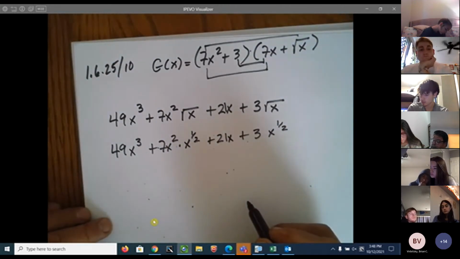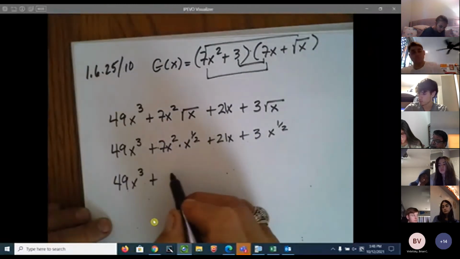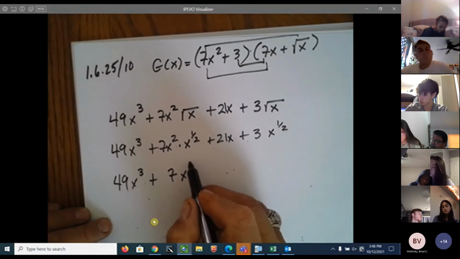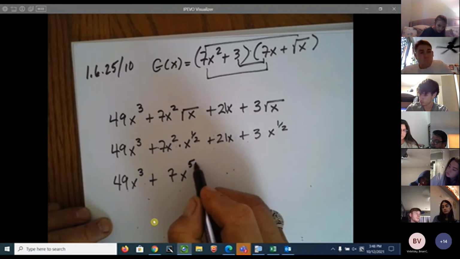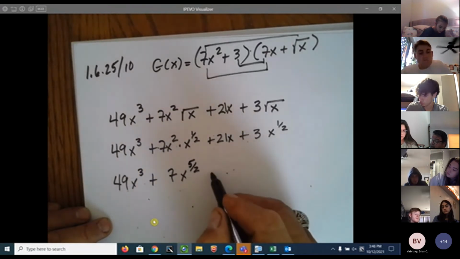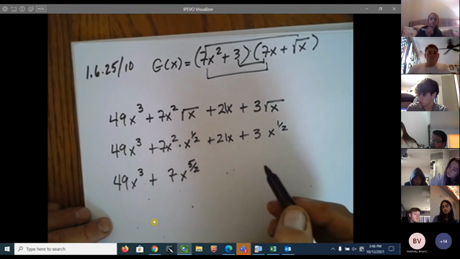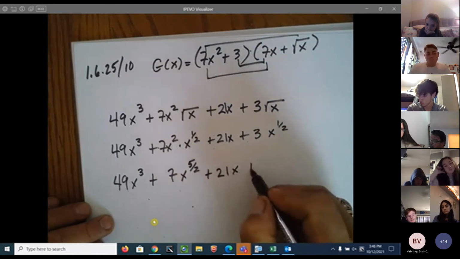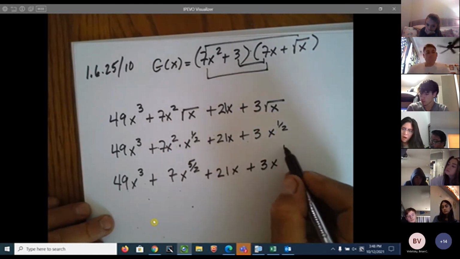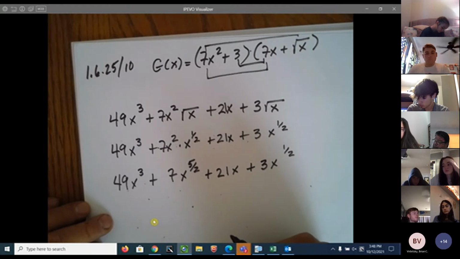Yuck. 49x cubed plus 7x to the 3/2. Let's see, that'd be 5/2. Wait a minute, we got another one right here, but that's plus. Well, we can. No, we cannot. Plus 21x plus 3x to the 1/2. And then take the derivative of that.